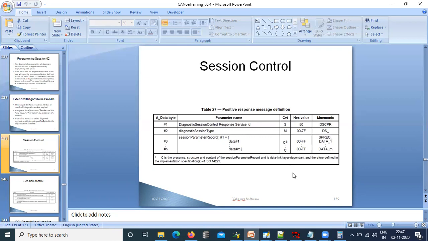Shall I move to the next one, or do you want to explain something, Jyotish? Hello. Shall I go to the next?